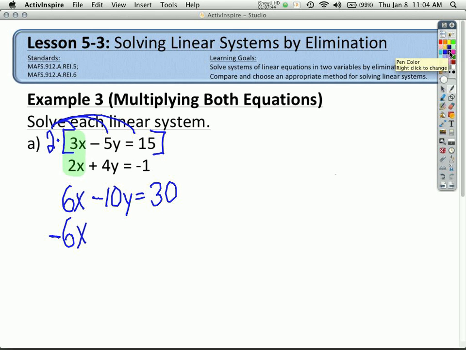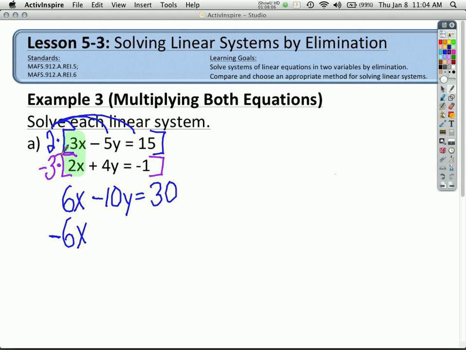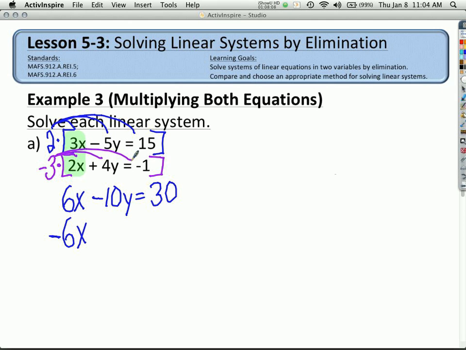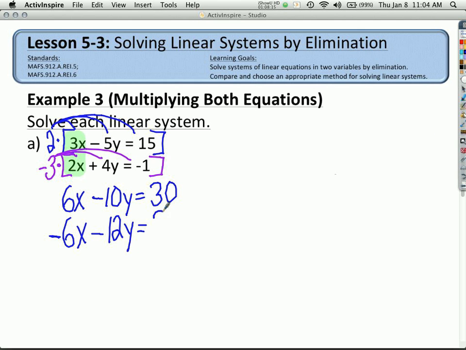And what do we have to multiply the second equation by so that this turns into this? A bunch of people again. Angela? Negative 3. Make sure you pay attention to these negatives, because we need the opposites. We don't want the same number, we want opposites. And so again, multiply, multiply, multiply, and we end up with negative 6x minus 12y equals positive 3.